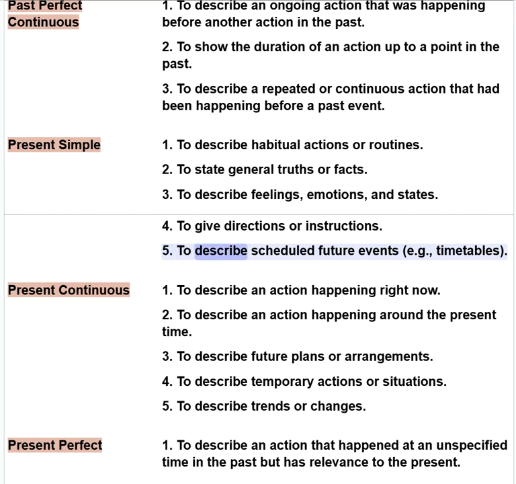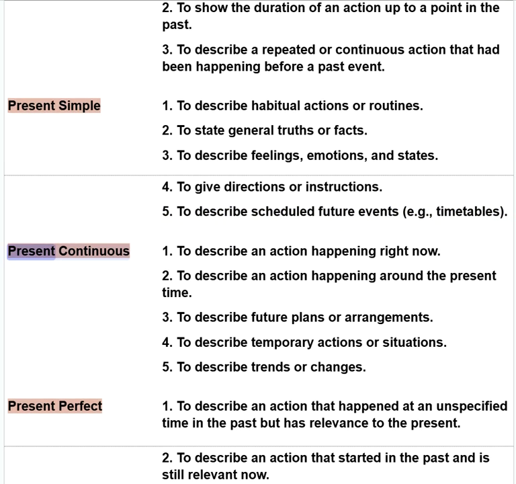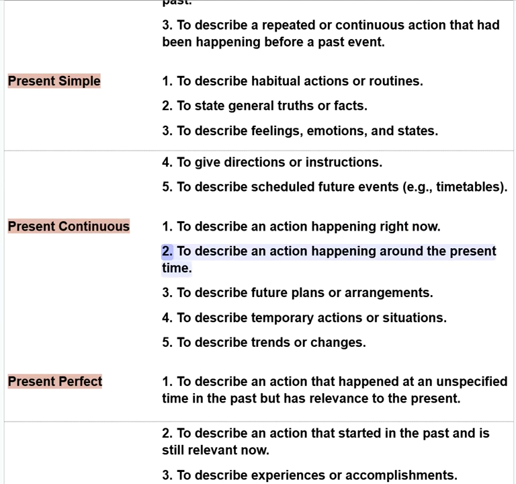5. To describe scheduled future events, e.g., timetables. Present continuous. 1. To describe an action happening right now. 2. To describe an action happening around the present time.